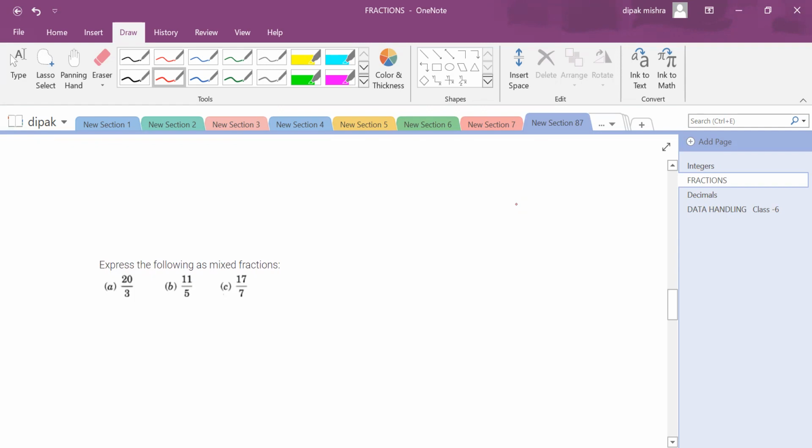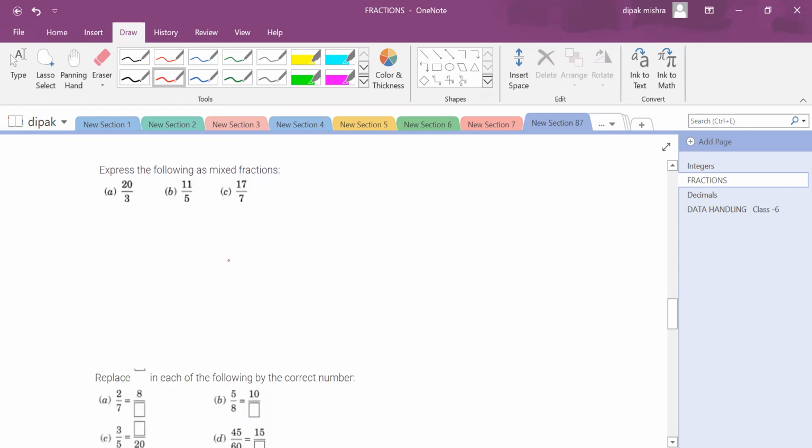Okay, let's move on to the next one. Express the following as mixed fractions. So we divide 20 by 3. How much does it come? 3 sixes are 18, and 2 is the remainder. So the mixed fraction is 6 and 2 over 3.